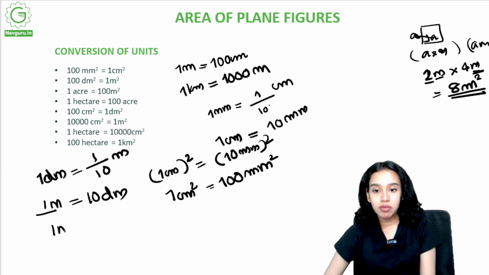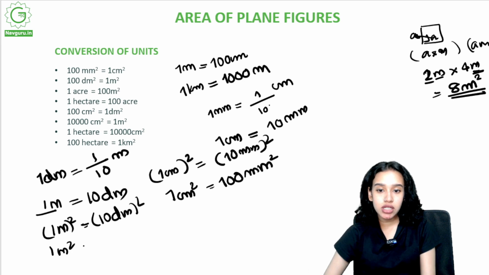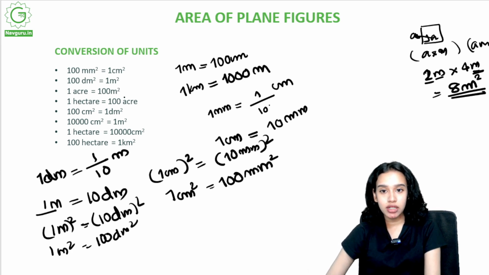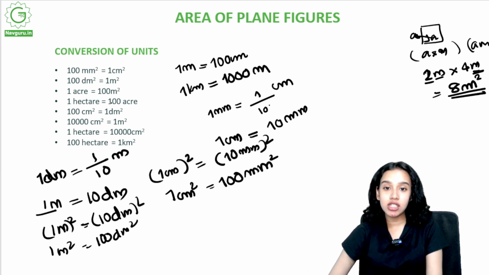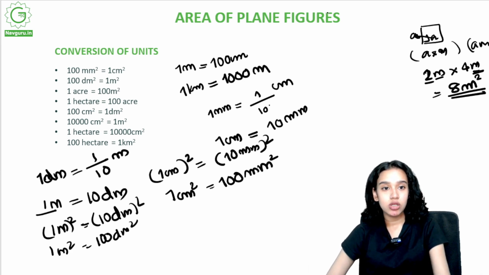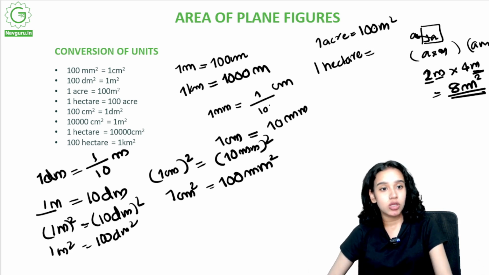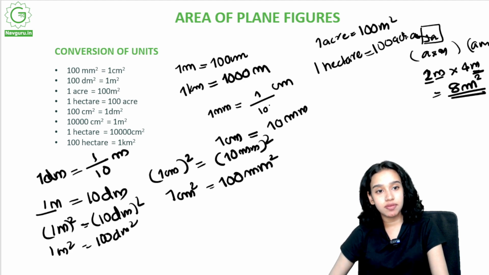Now what is 1 meter square? 1 meter the whole square is equal to 10 decimeter the whole square, and we'll get 1 meter square is equal to 100 decimeter square. Like so, we have 1 acre is equal to 100 meter square, right? Now 1 hectare is equal to 100 acre, right? So 1 acre is 100 meter square, right? Acre and hectare are used to measure area only. So 1 hectare is equal to 100 acre.